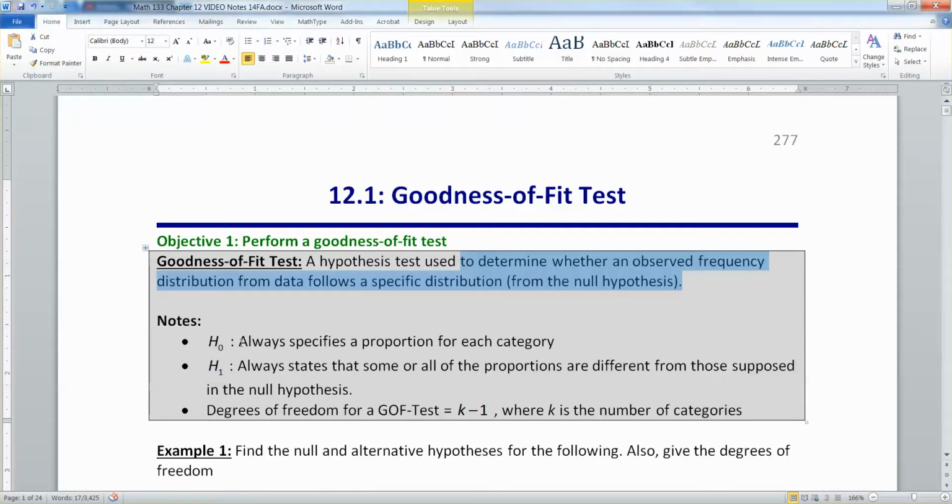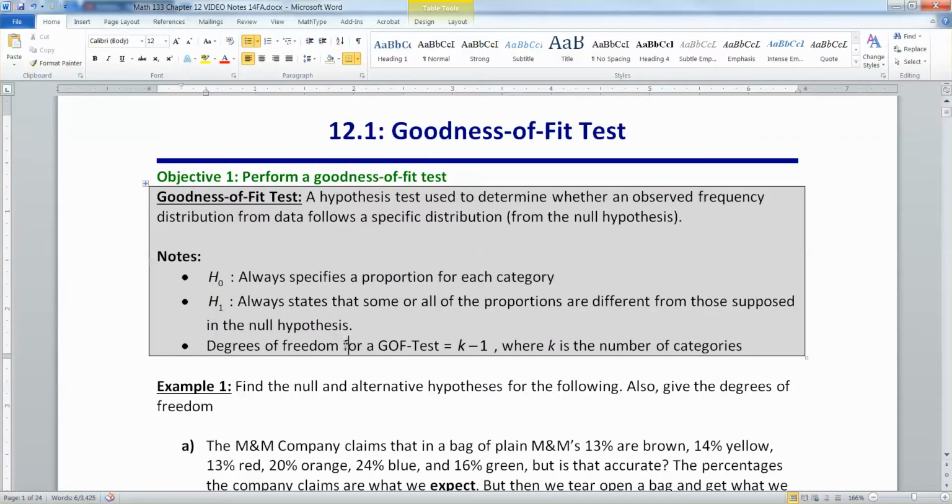All right, so your null hypothesis is always going to specify a proportion for each category. So you're going to say, the proportion for red, the proportion for blue, stuff like that. The alternative is going to say that some or all of the proportions are different from those that we expected in the null hypothesis. Keep in mind the degrees of freedom for a goodness of fit test is k minus 1, k being the number of categories you have.